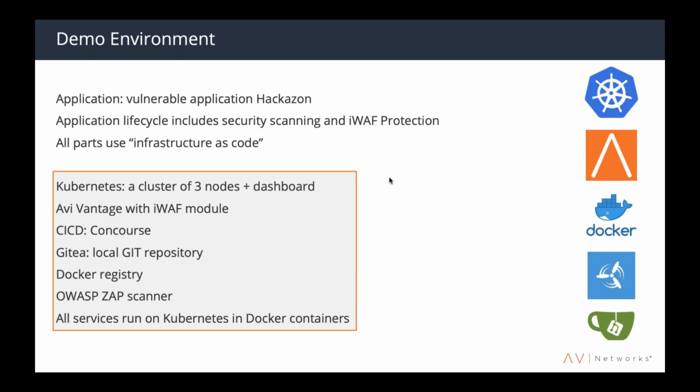As a CI/CD tool, I use Concourse to run our pipeline. We have a local Git repository that allows us to store all these infrastructure as code files, and also the application, of course. We have a Docker registry because the Concourse pipeline will create Docker containers that then get deployed to this registry and executed. We have an OWASP scanner, a security scanner that allows us to scan a new release of the application for security vulnerabilities, also in a Docker container that gets created on the fly as well.